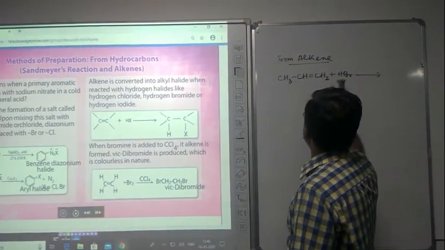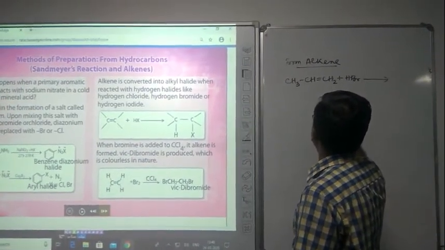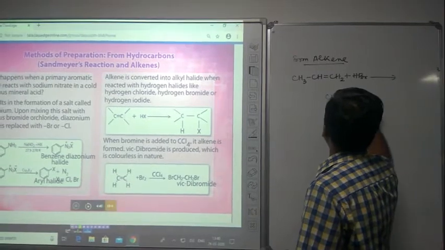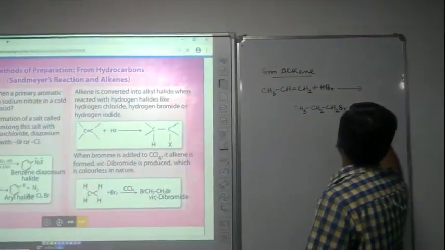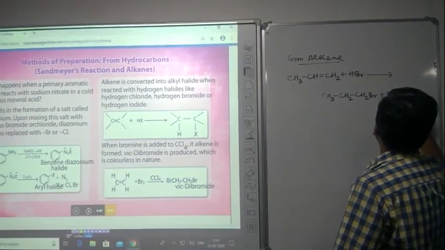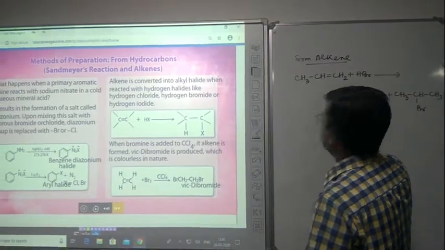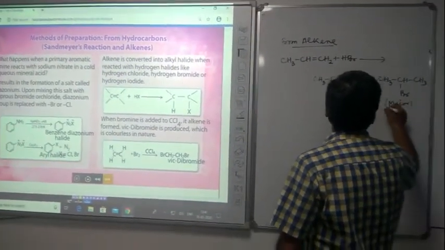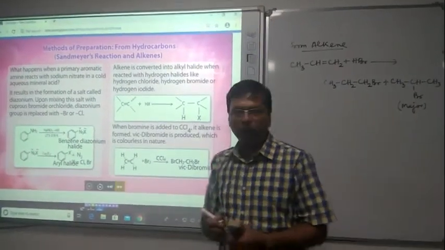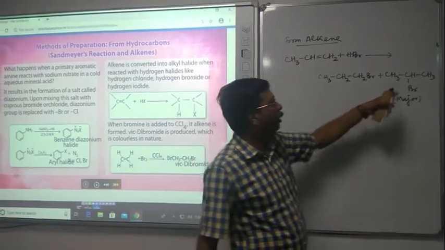So the major product, but we will get both the products. So what are the possible products? CH3-CH2-CH2Br plus CH3-CHBr-CH3. So two products, 1-bromo and 2-bromo. We will get 1-bromopropane plus 2-bromopropane, and 2-bromo is the major product. This is according to Markovnikov's rule. So propene plus HCl also you can take. You take HCl, then you will get 2-chloropropane.